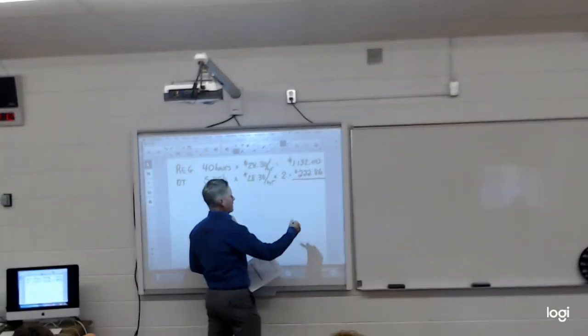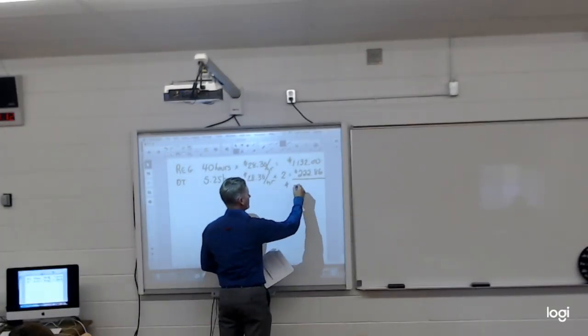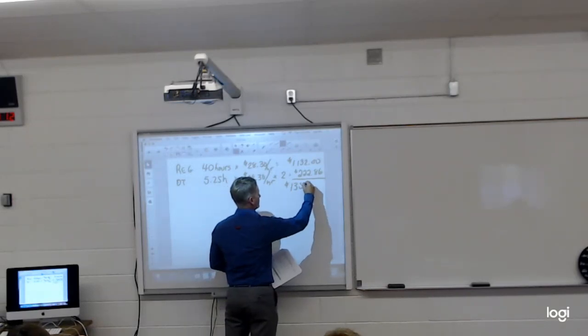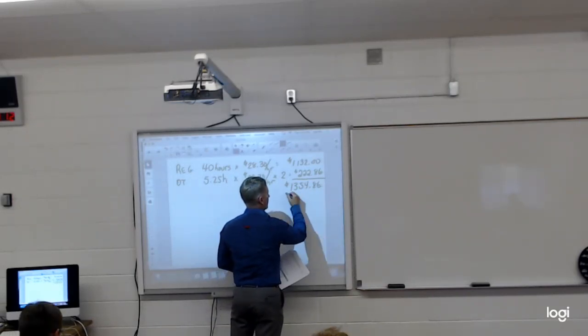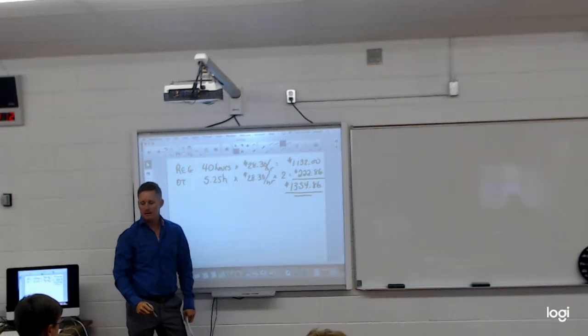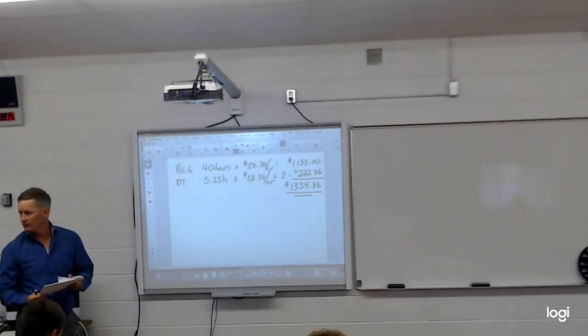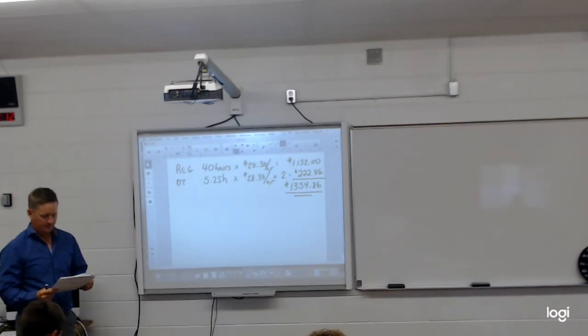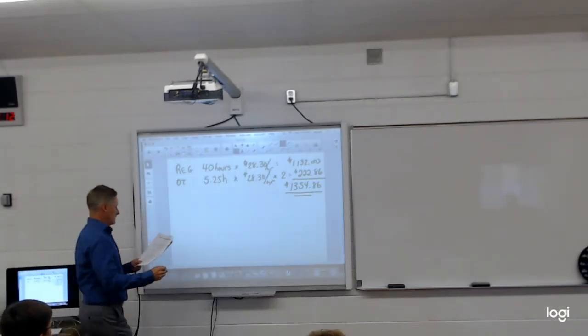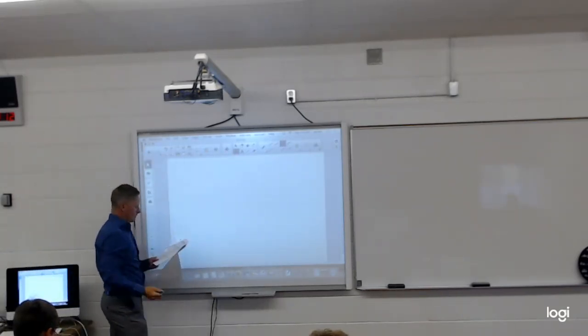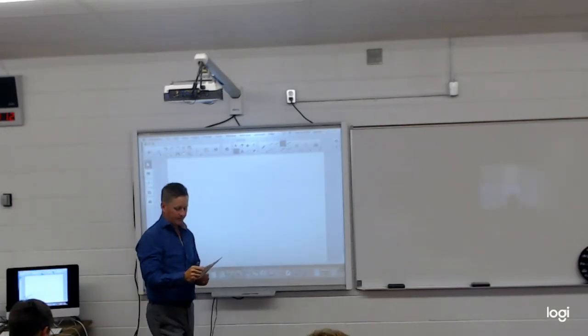Okay, so what does that work out to as a total? 1,354.86. Well done. Everybody okay with that? You concur? Good. Okay, that's that for right now. Okay, let's look at calculating commission. All right.